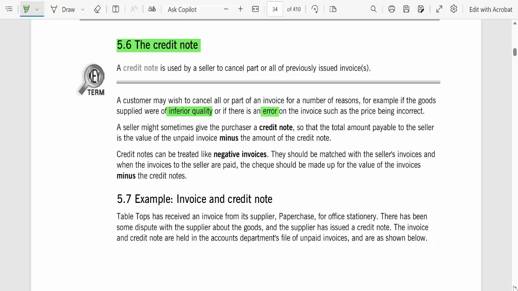2. Errors on the invoice. The original invoice may contain errors, like incorrect prices or quantities. 3. Partial return of goods. The customer might return part of the goods while keeping the rest.